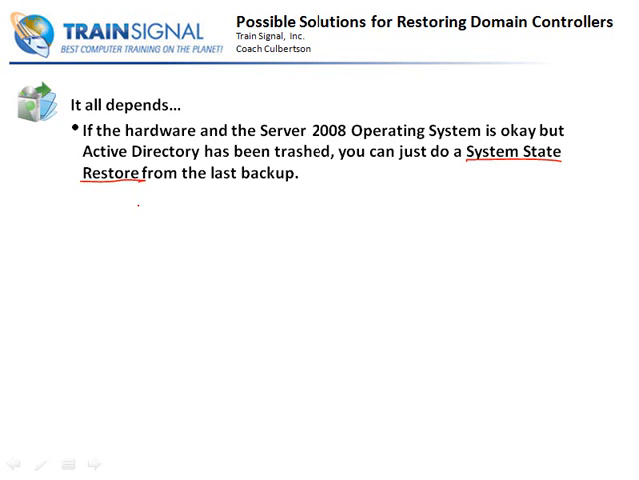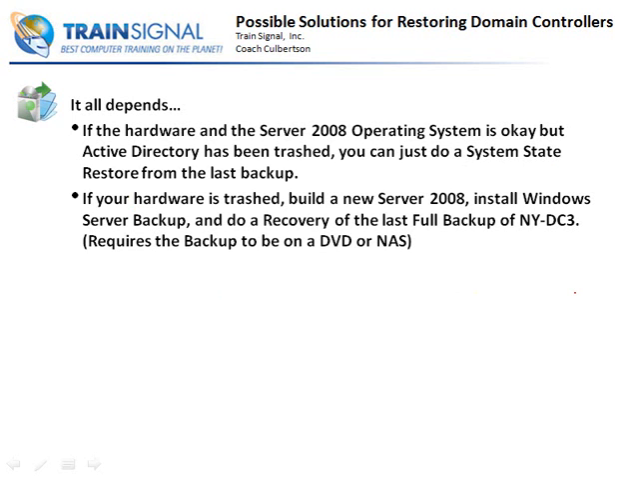In the last video, when I was talking to you about how to restore an OU, what did we do first? We used WBadmin and we did a system state restore. So if you're just restoring system state, you can actually stop at that one step. You don't have to go through and restore your organizational units. So I've already taught you how to do a system state restore, but you're only going to do that if your hardware and your Server 2008 operating system are okay.